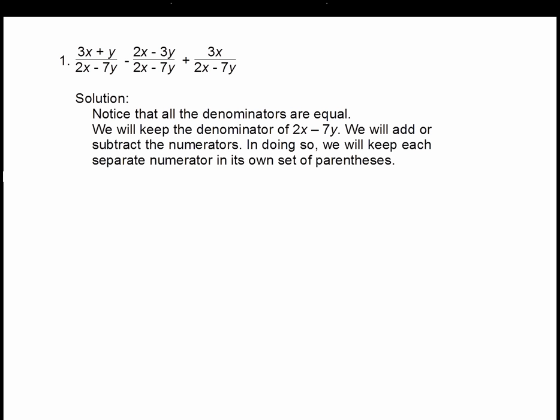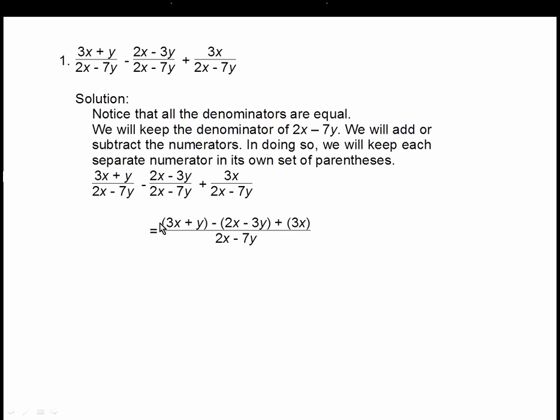I'm going to keep track of the denominator of 2x minus 7y. We will add or subtract the numerators. In doing so, we will keep each separate numerator in its own set of parentheses. Hopefully this will remind us to distribute the minus sign as we go along. So I put each of these separate numerators in their own set of parentheses, even the lonely old 3x. This minus sign is that minus sign right there, this plus sign is that one, and there I've kept my denominator. So again, I've written one big fraction, putting each individual numerator in its own set of parentheses.